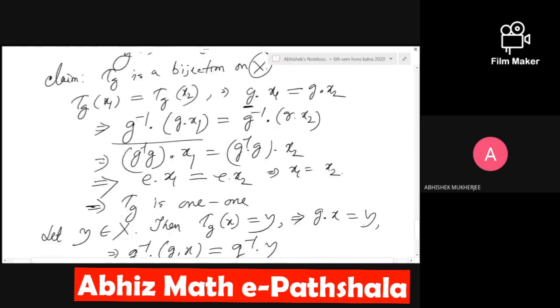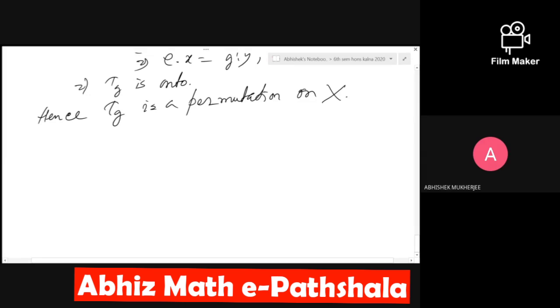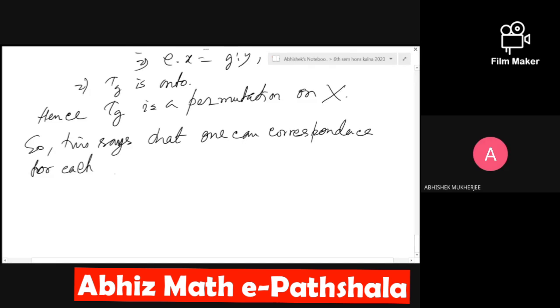So thus this will set up a correspondence between the group G into the set of all permutations on X. That is, one can have a correspondence for each g belongs to G, a permutation on X, permutation on X which is tau g.